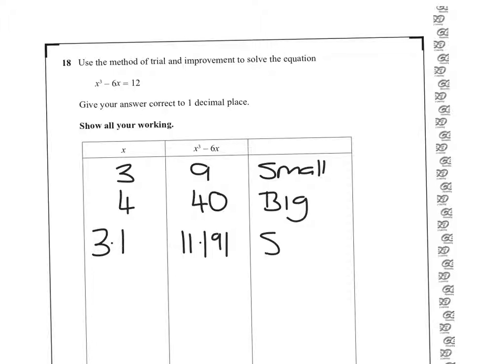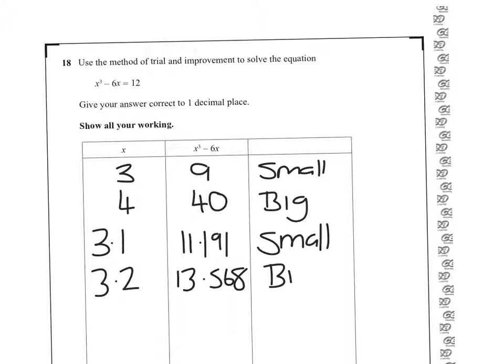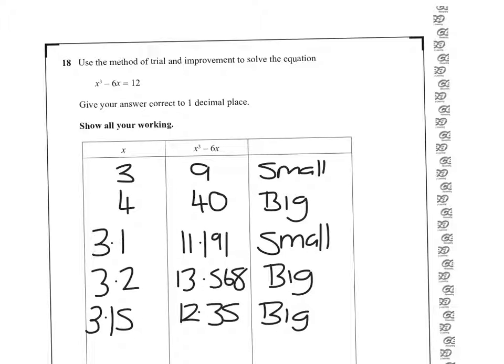11.191, which is also too small. So I'm going to do 3.2, which gives me 13.568, and that's too big. I now know the answer's either 3.1 or 3.2 to one decimal place, so I'm going to do the midpoint test. Halfway between 3.1 and 3.2 is 3.15, and 3.15 cubed minus 6 times 3.15 is 12.35. That's too big, which means that the answer is the smaller number, 3.1.